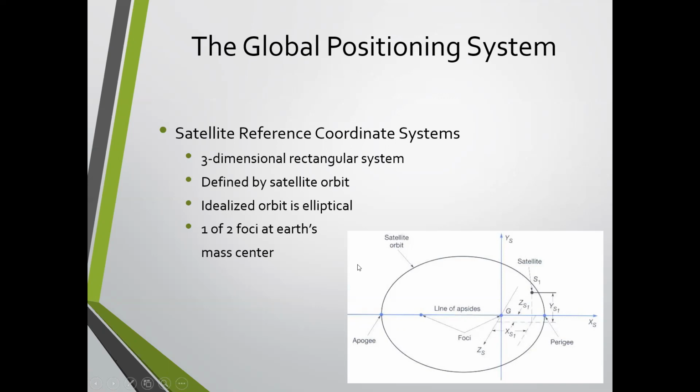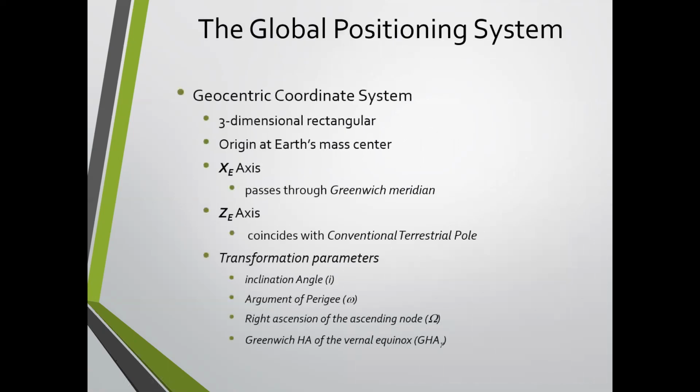So what it's doing is tracking it based on an X, Y, and Z satellite position. And that can be transformed into this, which we call the geocentric coordinate system. This is also a three-dimensional rectangular system. In this case, the origin is at your center of mass. The X-axis of this system passes through the Greenwich meridian. The Z-axis coincides with what's called the conventional terrestrial pole.